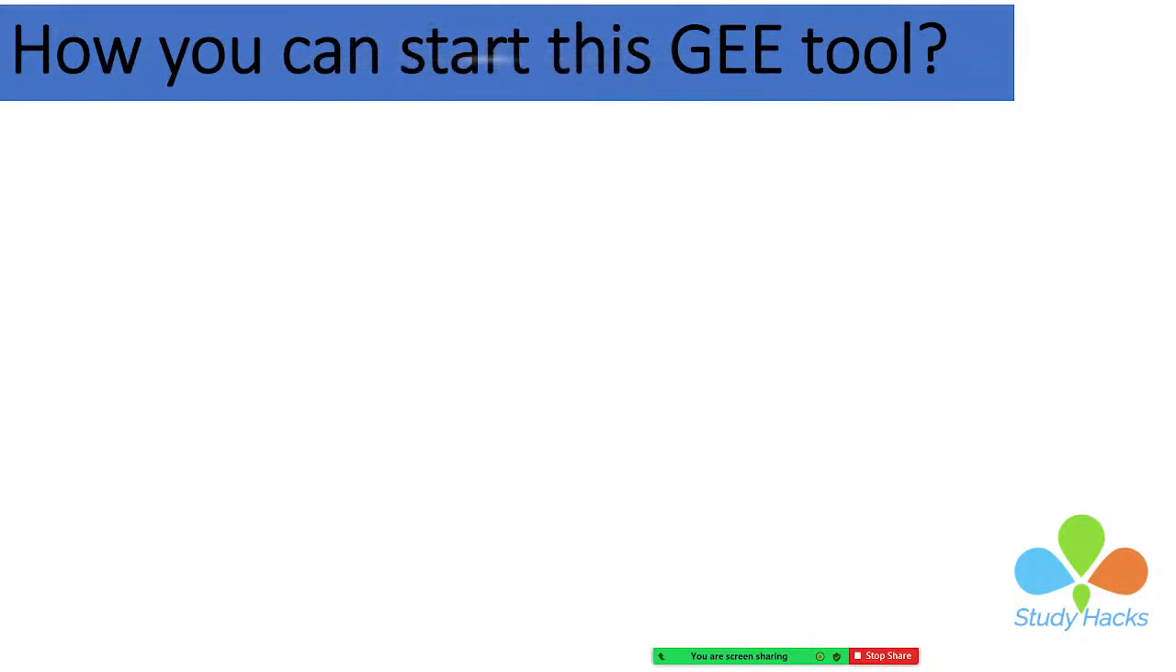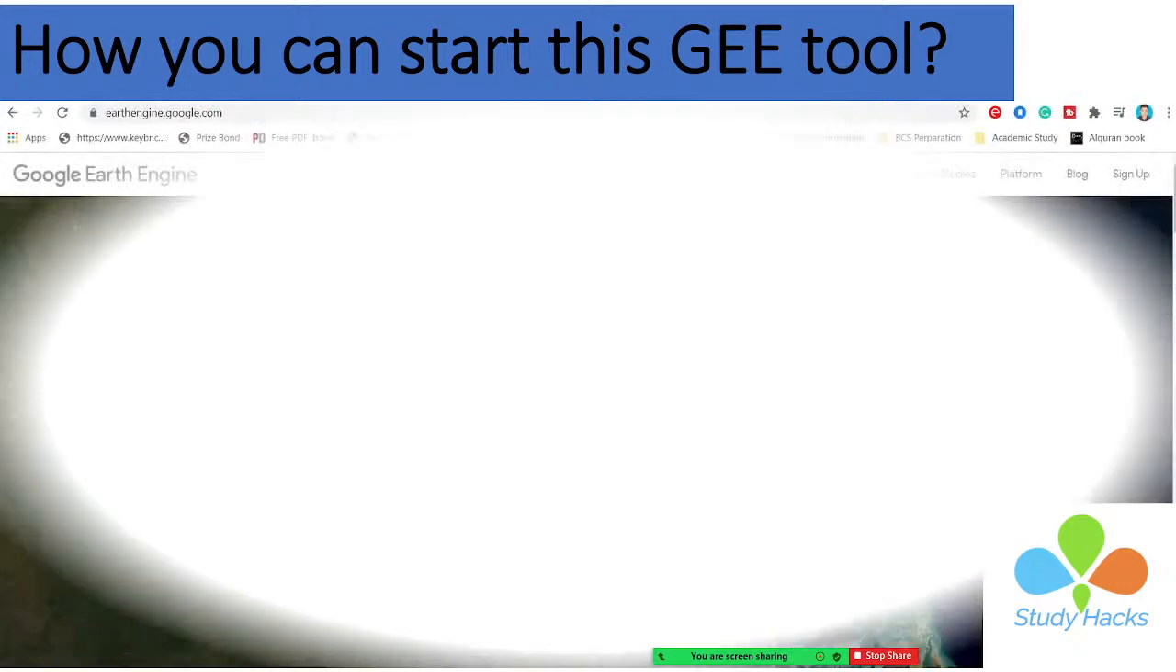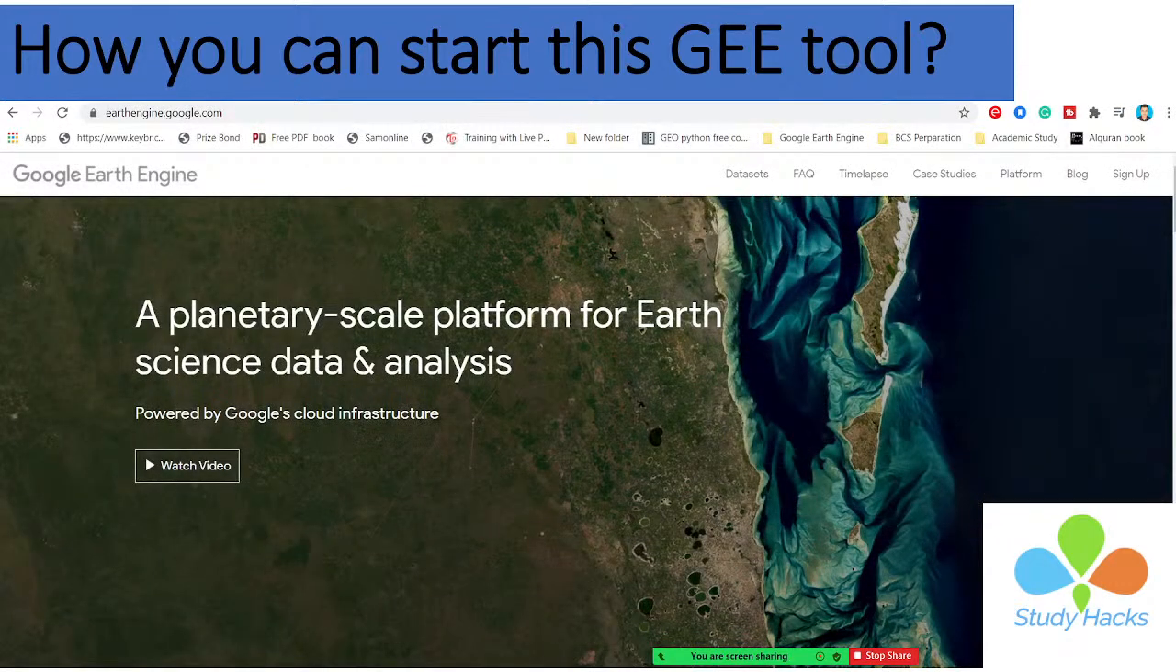So now, how can you start this tool? First of all, you need to register with Earth Engine. You can see here this is the website. You can simply go to earthengine.google.com, then simply click on the sign up button. You can see this is the sign up button.